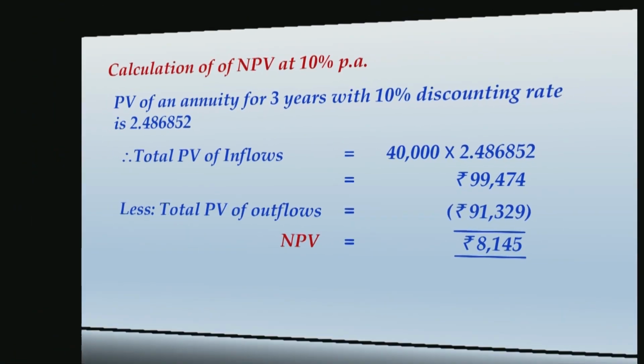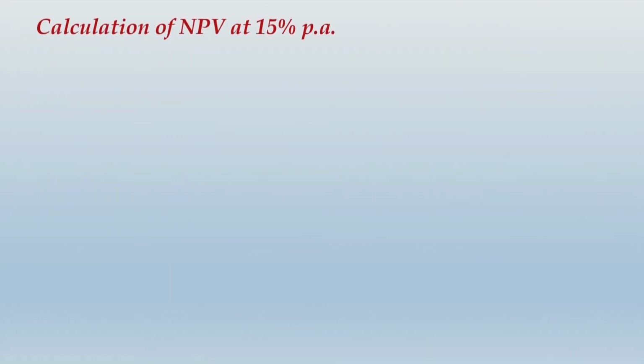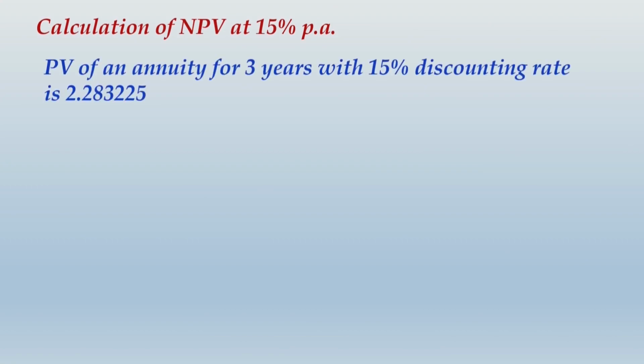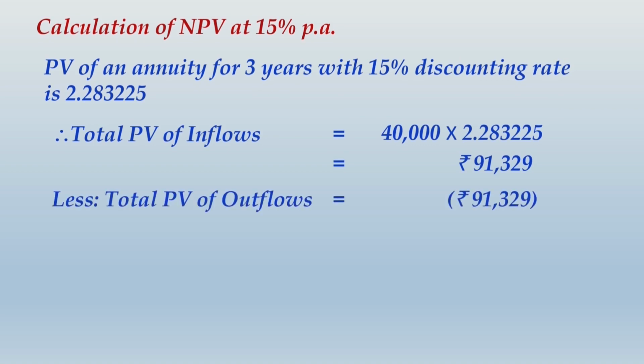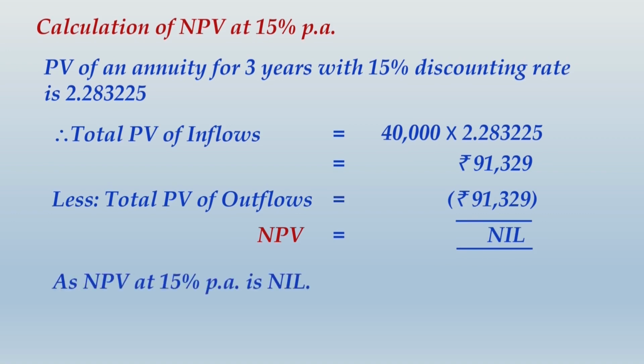So let us make a trial using a 15% discounting rate. So we are again recomputing NPV at 15% discounting rate. We are using the same process of calculation, only the figures will change because the discounting rate now is 15% per annum. This time we are obtaining total PV of inflow as 91,329 and the total PV of outflow is also 91,329. The resulting NPV is therefore 0 or nil, and as the NPV at 15% per annum is nil, we can conclude that IRR of the project is 15% per annum.